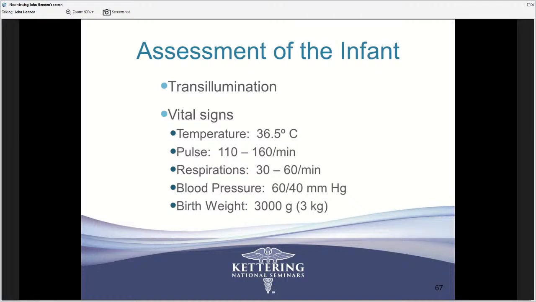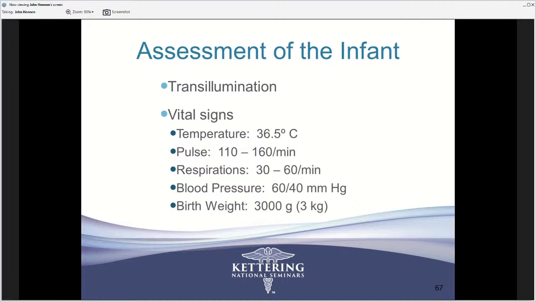The second formula is this. 3.5 kilograms is equal to 3.5 endotracheal tube. So if they're 3.0 kilograms, you're going to put a 3.0 endotracheal tube in. If they're 3.5 kilograms, you're going to put a 3.5 endotracheal tube in them. So again, remember birth weight is used to determine what size endotracheal tube we're going to use.